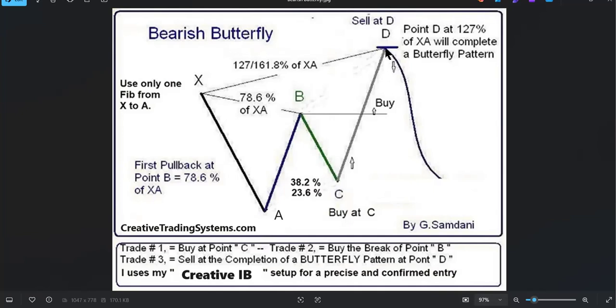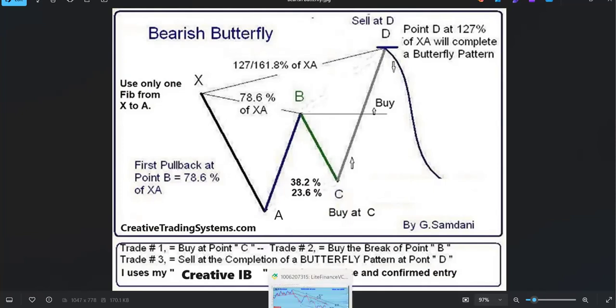Once we are there, if we are dropping from there, usually we do, then again it's the same drama but on the opposite side. So we start the third trade: you can see the sell at the completion of a butterfly pattern at point D. So start selling here, and then same thing: 7-minute entry first, and then 20-minute entry later.